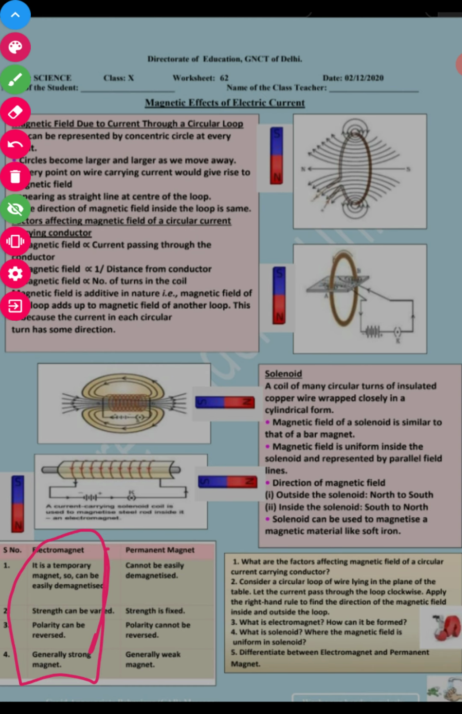Next we have solenoid. You have to write all these points and draw this diagram also. What is a solenoid and where is the magnetic field uniform in the solenoid? It is uniform inside the solenoid and represented by parallel field lines. Last question: differentiate between an electromagnet and a permanent magnet. Then you have to write the answer of this.